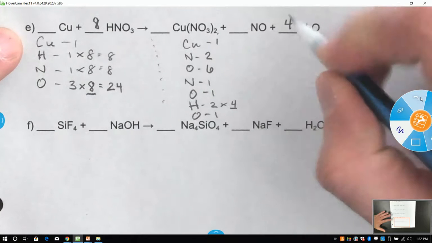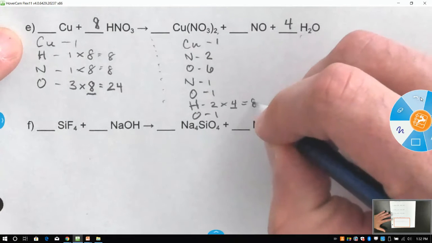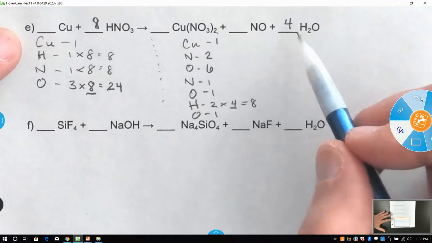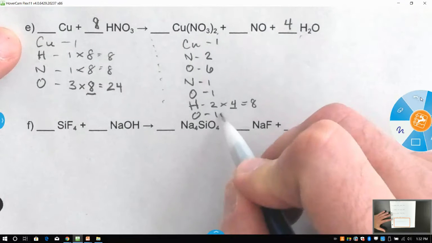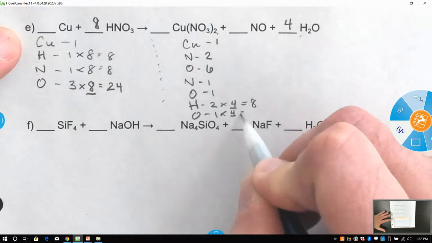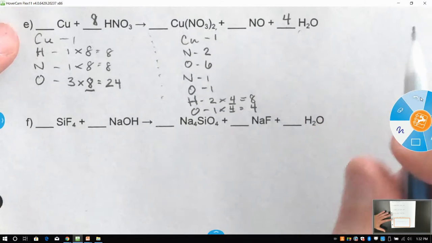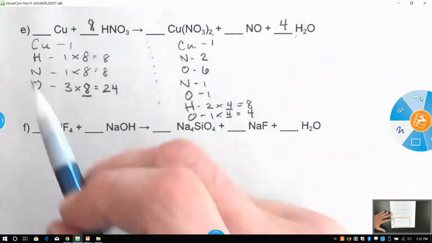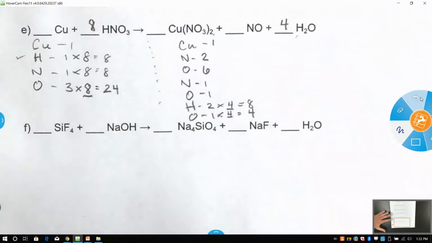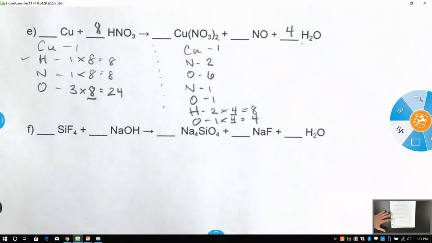It becomes the coefficient. This 4 applies now not just to the H, but to this oxygen, which is why we had it split. That gives us 4 oxygen here. So are the hydrogens now balanced? Yeah, I'm going to put a little check mark next to that guy. All right. Well, let's see. What else could we do? Let's try to get the nitrogens balanced.